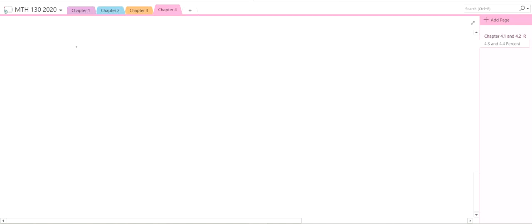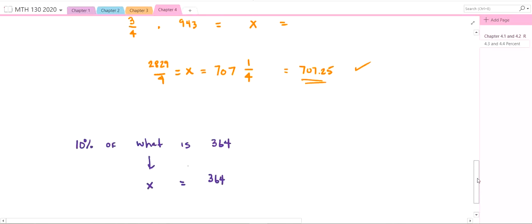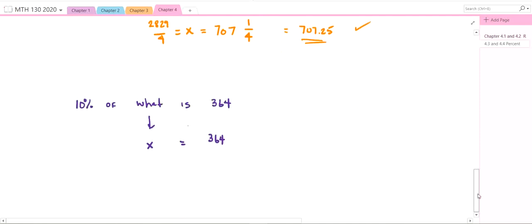So for example, suppose I have 10% of what is 364. So I'm writing it in the same way, but now look here, x is here now. My "is" equals always. I've got 364 over here. My variable is not on the end now, like I had up above. And so this is multiplication of "of" and 0.1. So 0.1 times x equals 364.